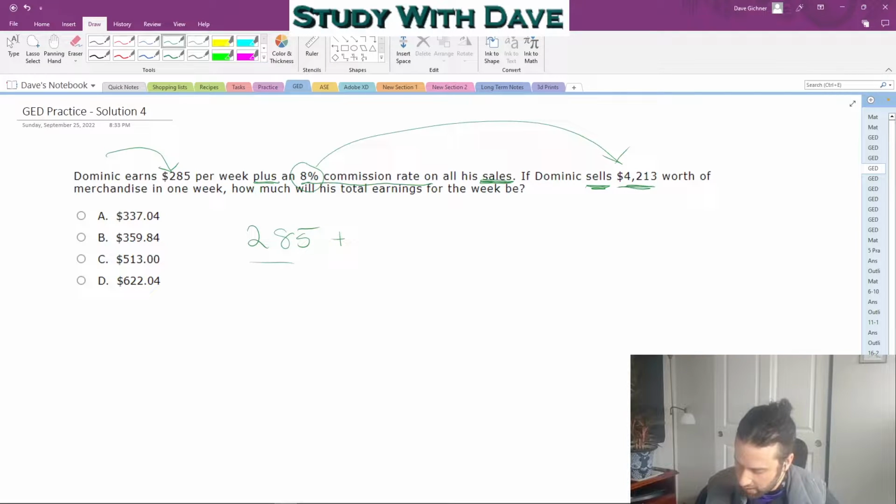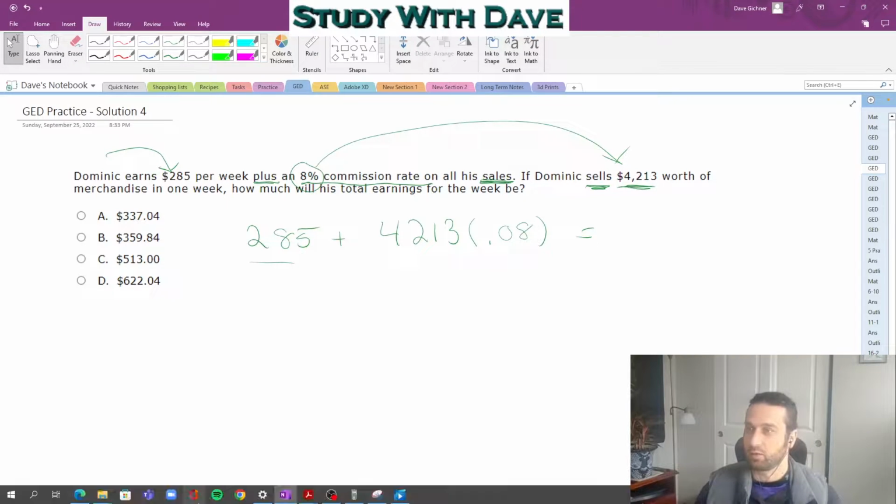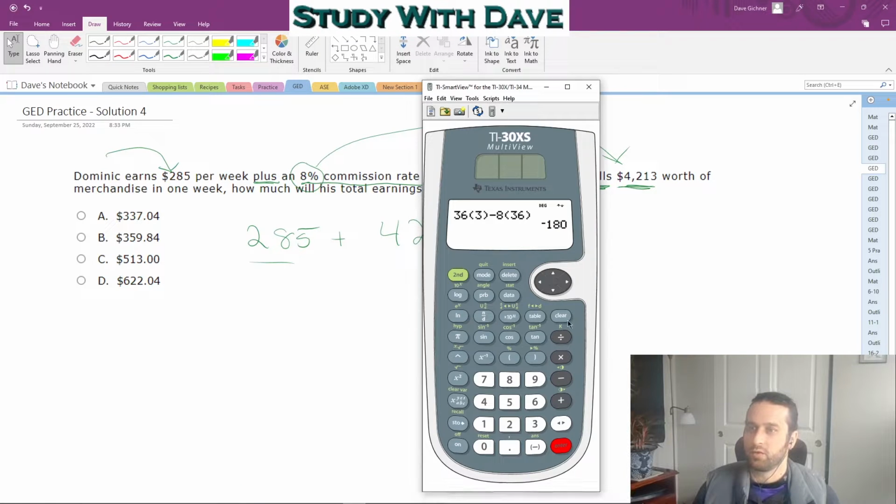So you know that if we want to find 8% of $42.13, we multiply it by 0.08. If we wanted to find 80% of $42.13, we multiply it by 0.8. So you get the idea. So now it's just as simple as plugging this into the calculator and we're good to go. So we'll go ahead and do that.